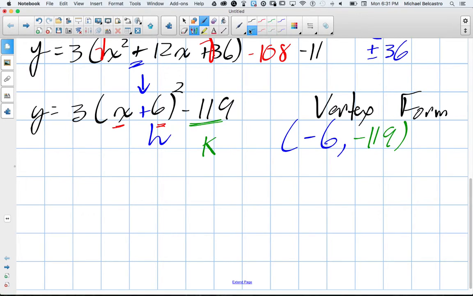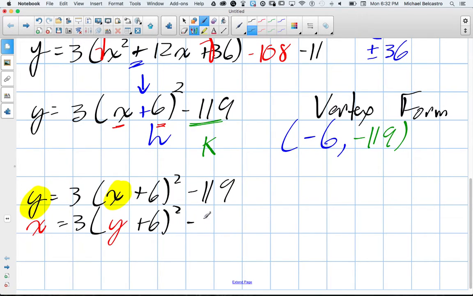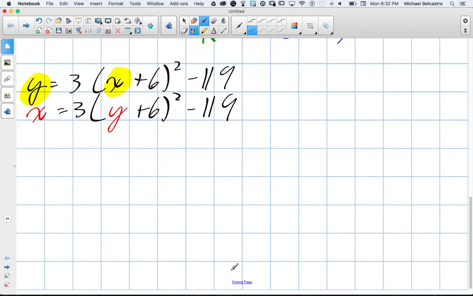So we're going to rewrite this. y is equal to 3(x plus 6) squared minus 119. To find the inverse of the function, we're going to essentially flip the x and y values. So we're now looking for x is equal to 3(y plus 6) squared minus 119. Within doing this, we want to isolate for y again. All this becomes is a practice in algebra, isolating for the variable y.